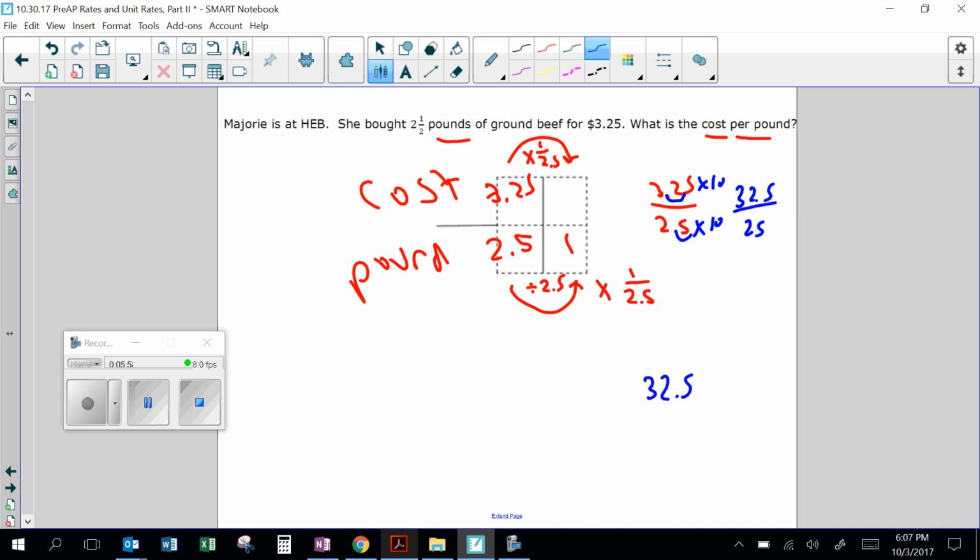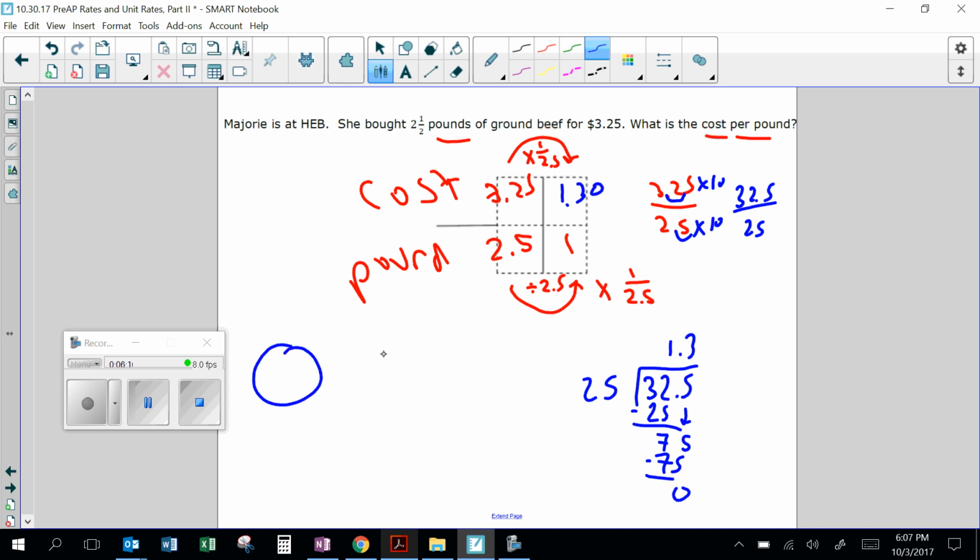What is 32.5 divided by 25? How many 25s go into 32? One time. The remainder is 7. Bring down this 5. How many groups of 25 go into 75? 3 groups. So it costs $1.30 for every pound.